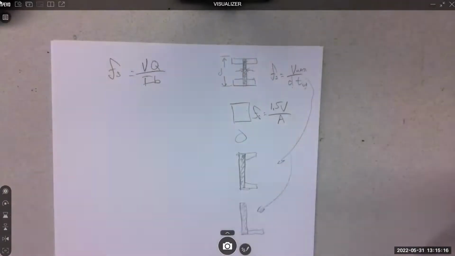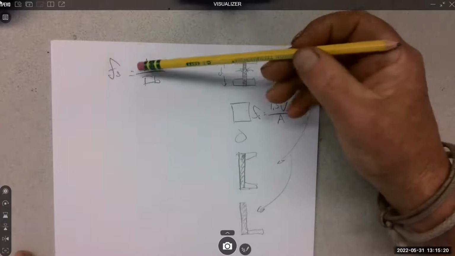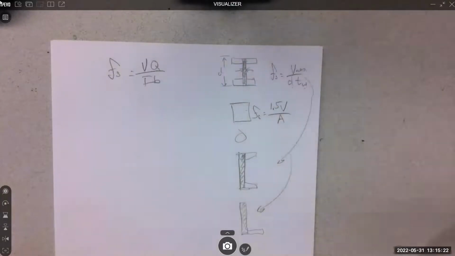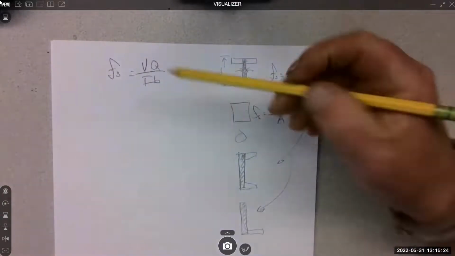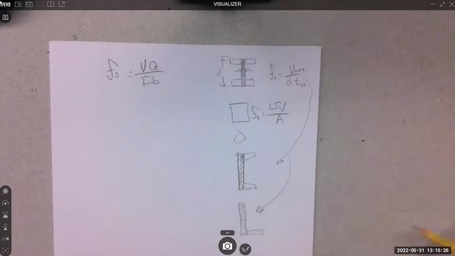No VQ over IT, no, because we don't have time to decipher the Q part. These three things you can figure out because we've done inertia and we've done shear force, but Q takes a little more time. It's not a super difficult concept, but it takes a long time if you have a complicated shape. Q is called the statical moment.